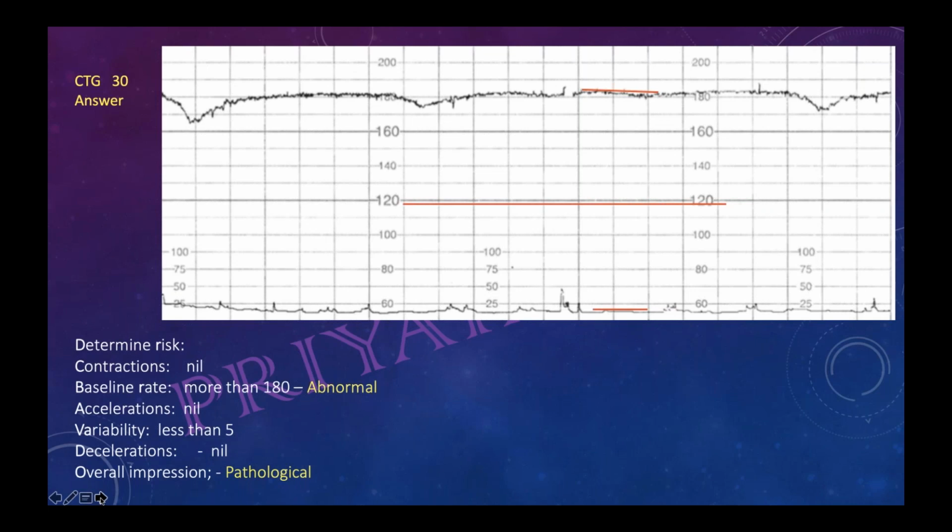Maybe even so, if it is a deceleration, it is still a pathological CTG, right? Doesn't make any difference. This is a pathological CTG.